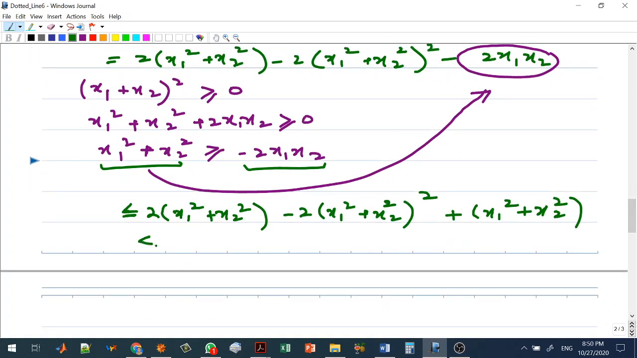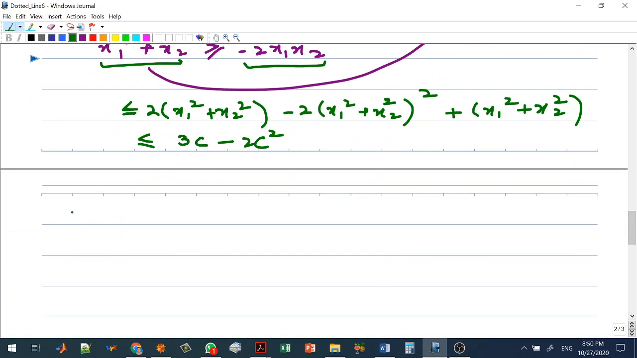and this is less than or equal to 3c minus 2c square. Okay, so we have got a condition: gradient of V dot f of x is less than or equal to 3c minus 2c square.